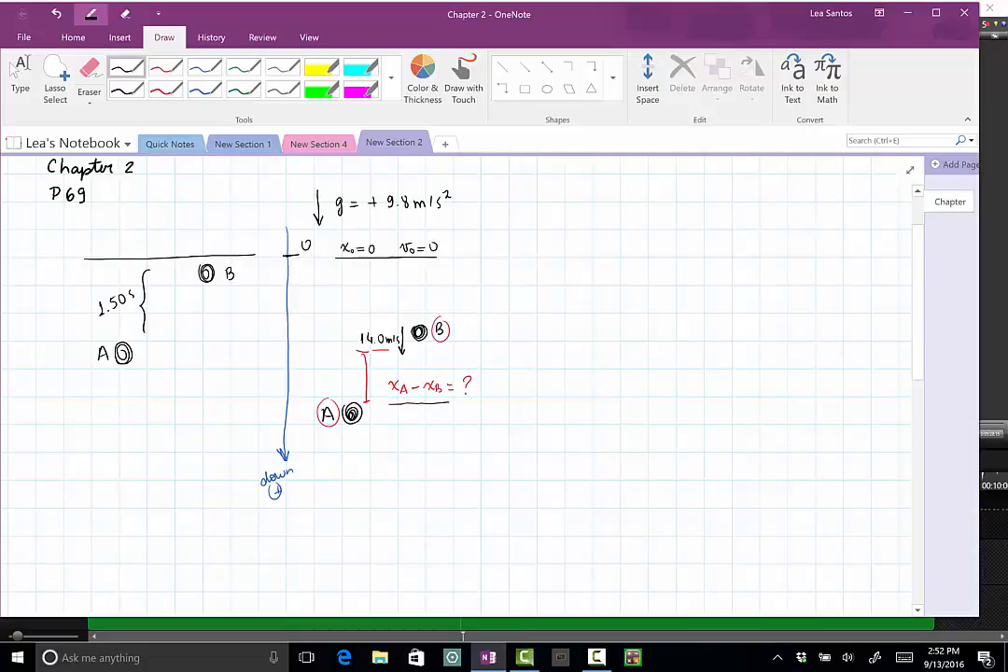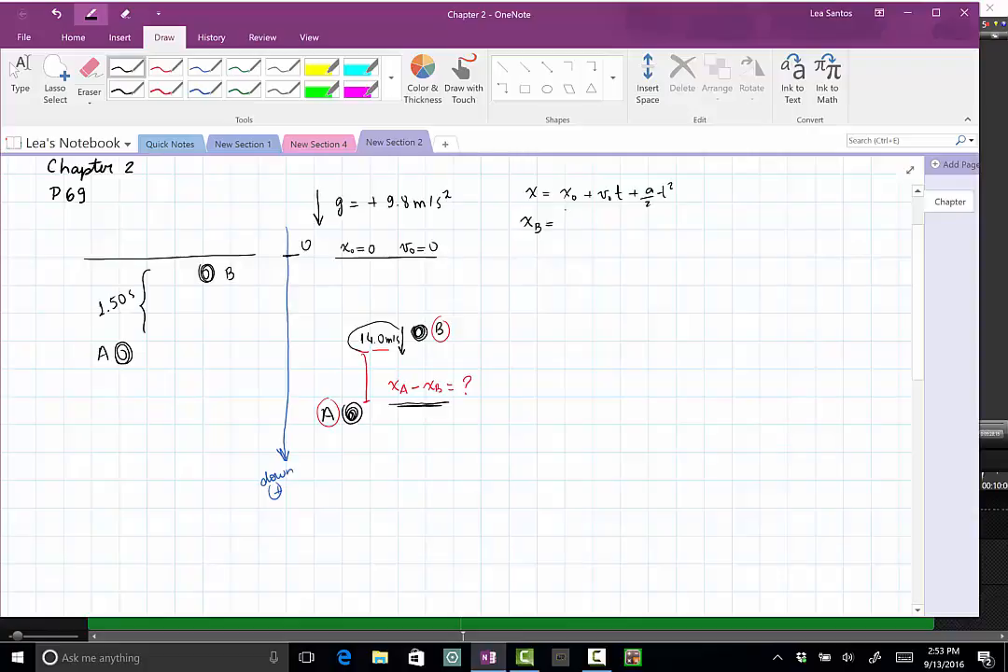Let's try to find the distance between these two balls once ball B has that speed, 14 meters per second. So let me start by finding the position of ball B when it has the velocity 14 meters per second pointing down. How am I going to do that? Well, I can use the equation for position: x equals x naught plus v naught t plus a over 2 t squared.